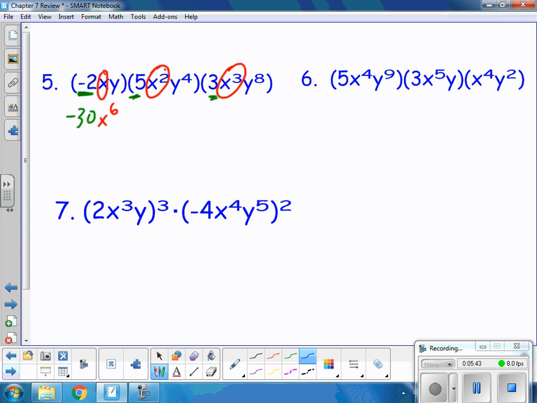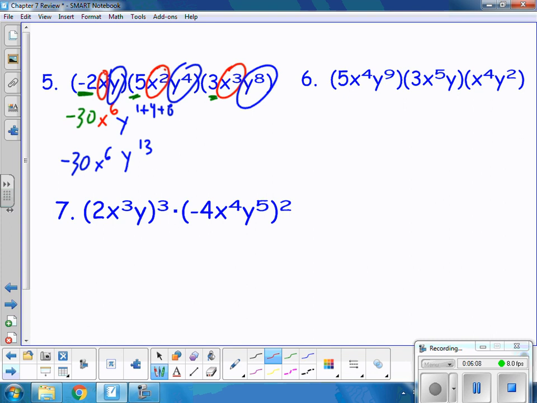Now I'm going to look at the y's. So there's a y, there's 4 more, and there's 8 more. So it is going to be y to the 1 plus 4 plus 8. So then it's going to be y to the 13th power. So it ends up being negative 30 x to the 6th power times y to the 13th power.